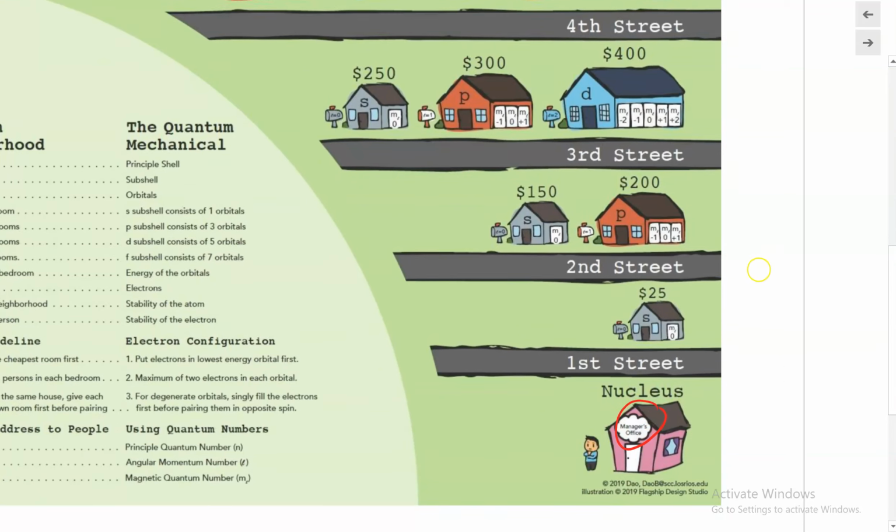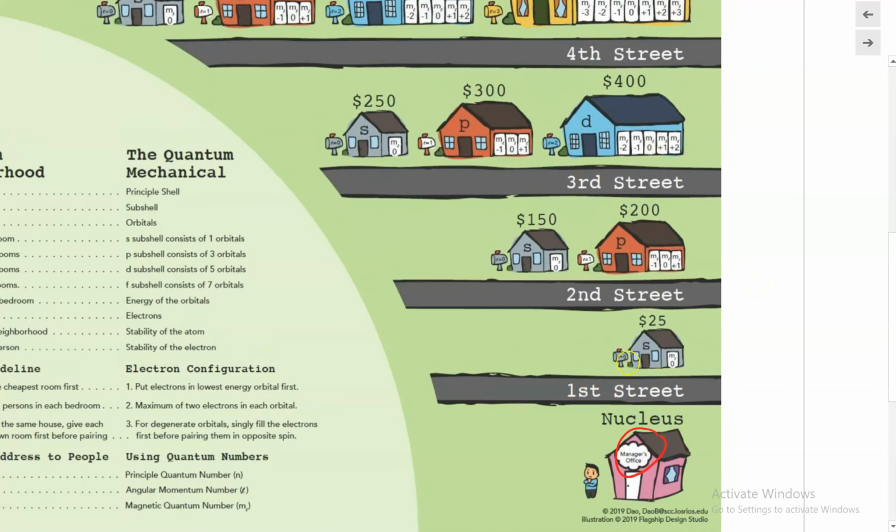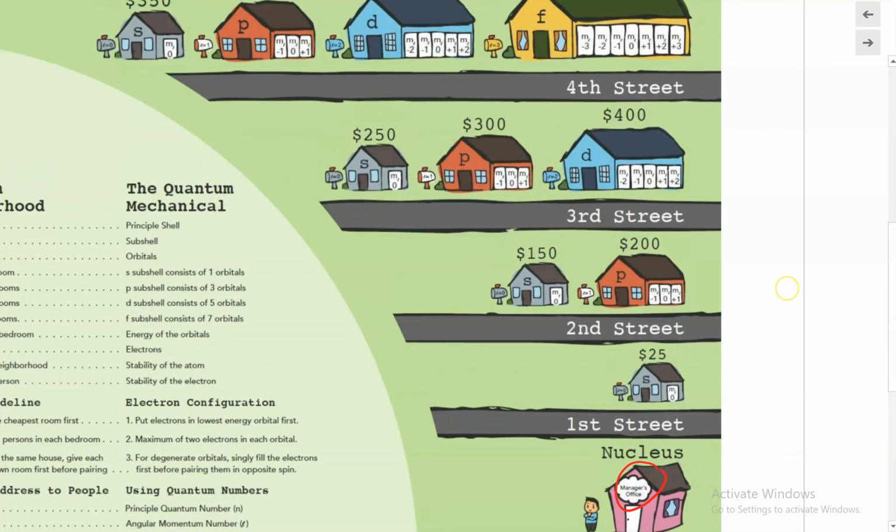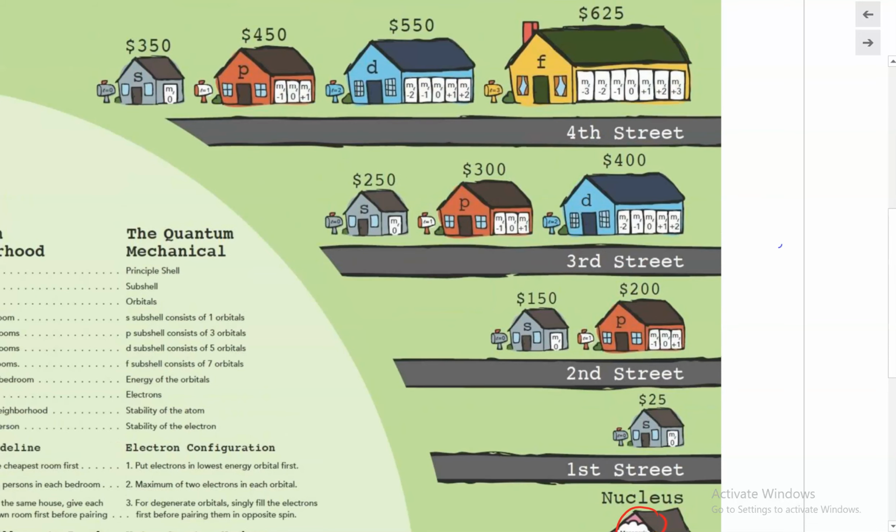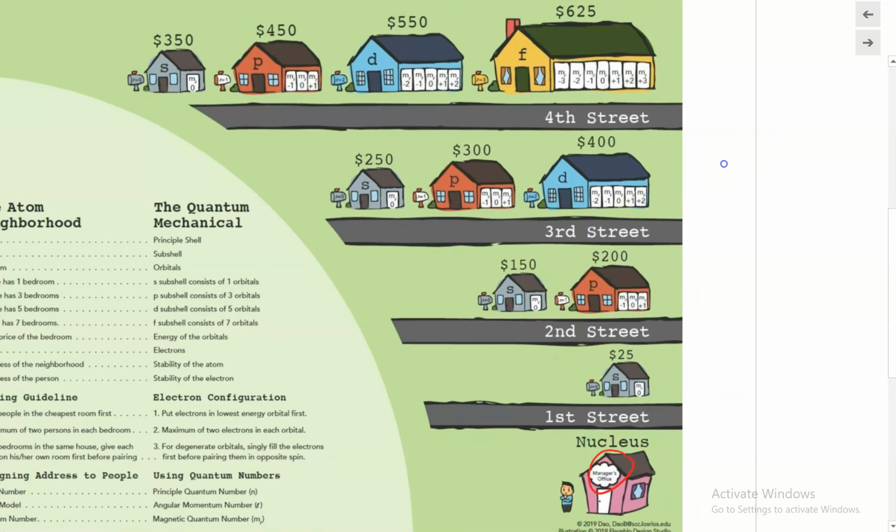nucleus of the atom. Now there are different streets: first street, second street, third street, and fourth street. And these streets are basically equivalent to the principal shell. Now on the first street, there's one house. On the second street, there are 2 houses. On the third street, there are 3 houses. And on the fourth street, 4 houses. And on the fifth street, 5 houses, and so on. So there are different streets and a different number of houses on the different streets.